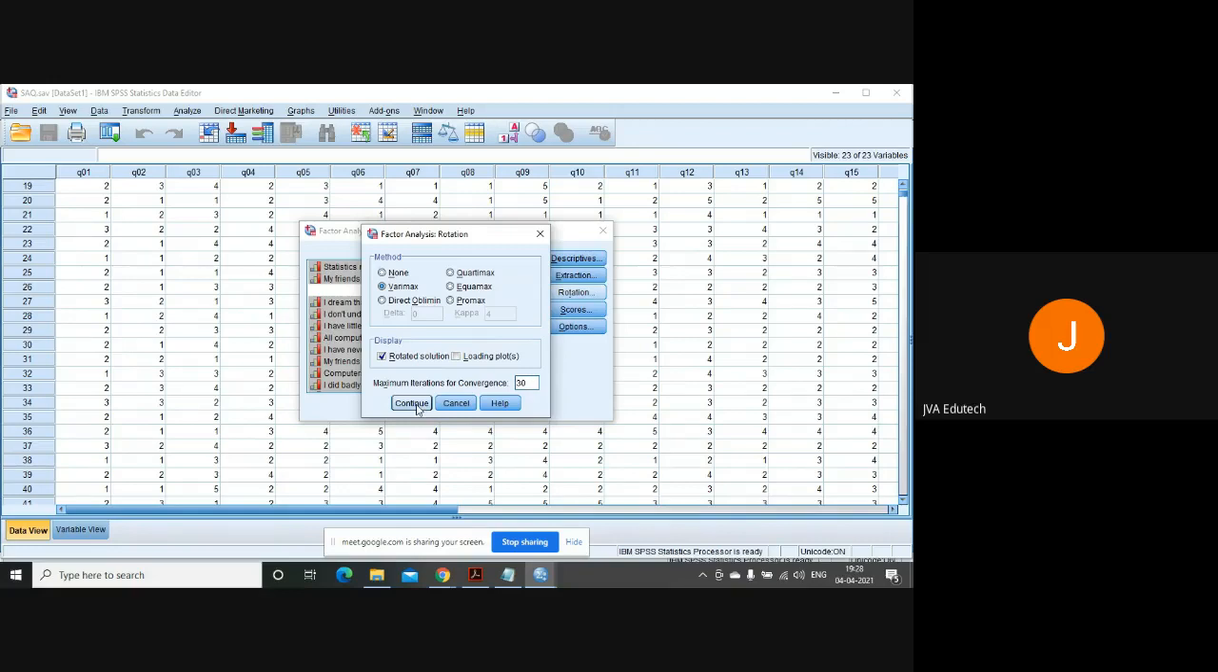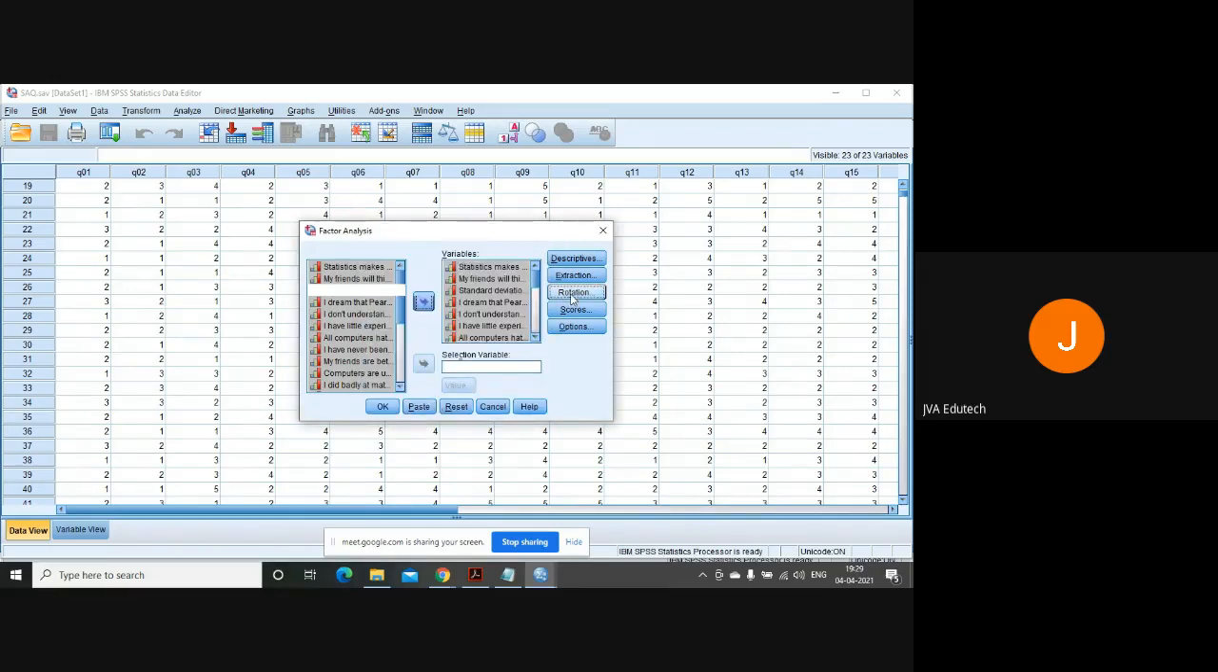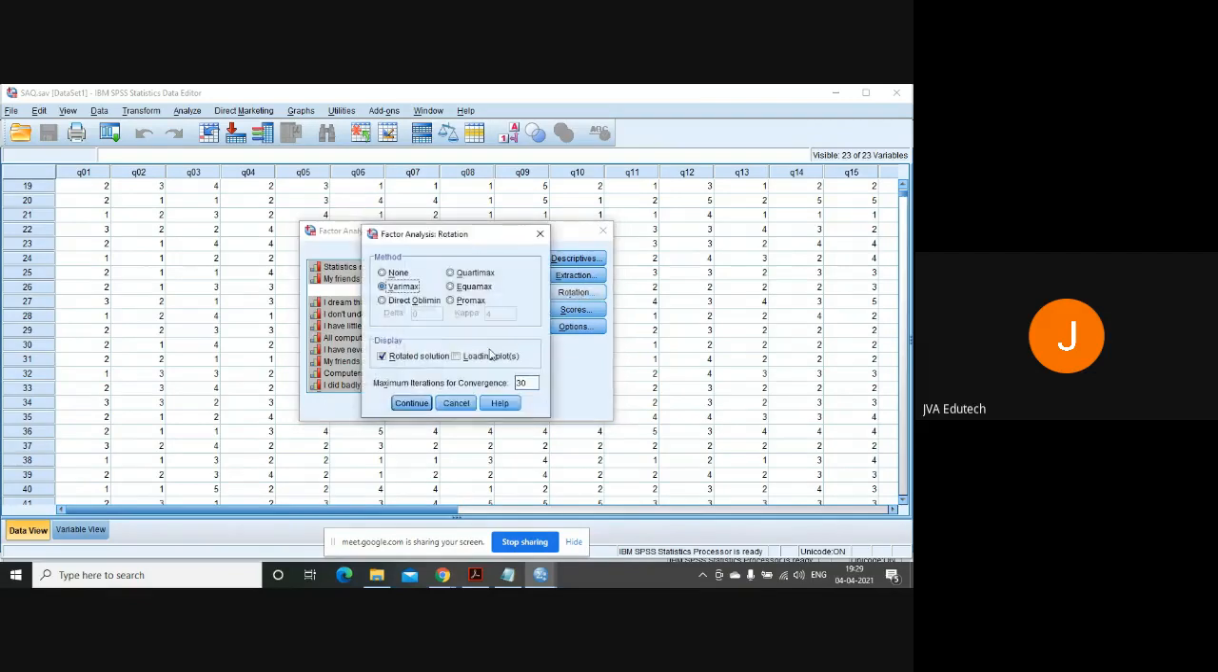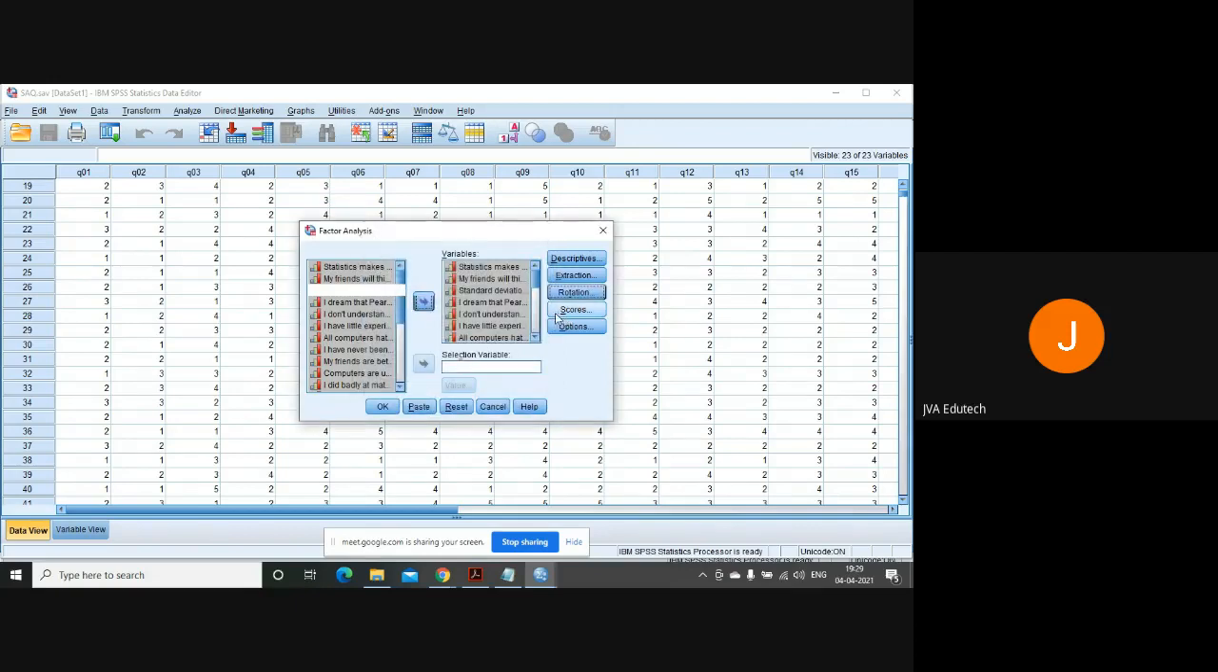Let's say you can change to any value. You can put 50, whatever you want. That won't affect the results much. Don't keep it at a low value. Always keep it at a high value. Since in extraction I have taken 100, here I will take 100 too, not less than what I have taken in extraction. In the rotation also, I'll take the same.